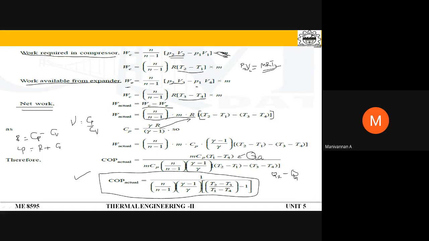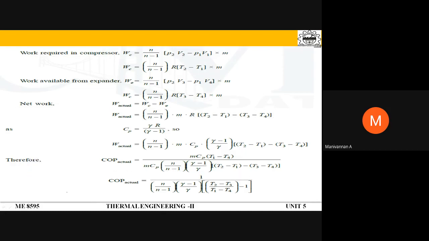You find that and substitute it only in the denominator, then you will get the actual COP. So this is the way to derive the theoretical COP and actual COP.